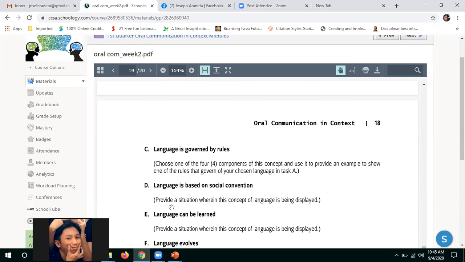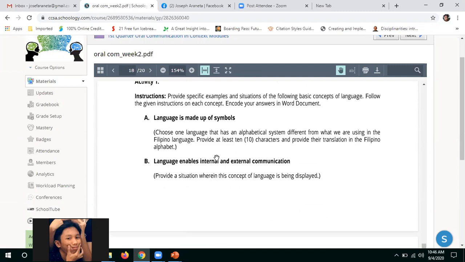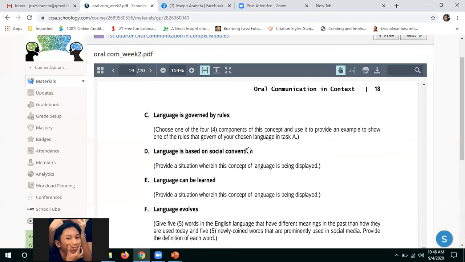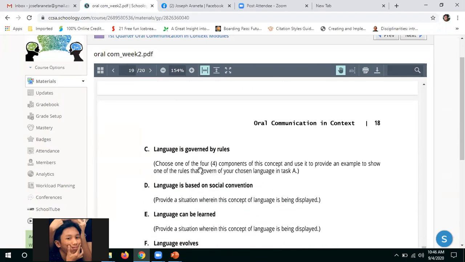Language is governed by rules. Choose one of the 4 components of this concept and use it to provide an example to show one of the rules that govern your chosen language in task A. Diba sa language is governed by rules, we have semantics, phonology, and syntax. For example, in task A, Chinese language yung pinili mo. Dito, Chinese language naman yung piliin mo. Still the same. Chinese language still in this part of the assessment.